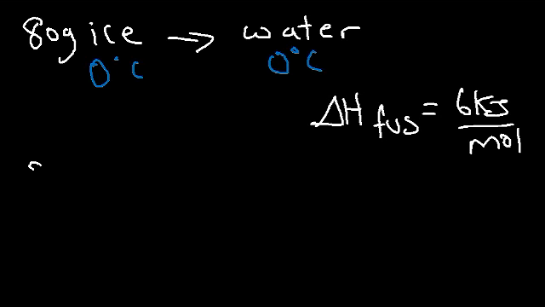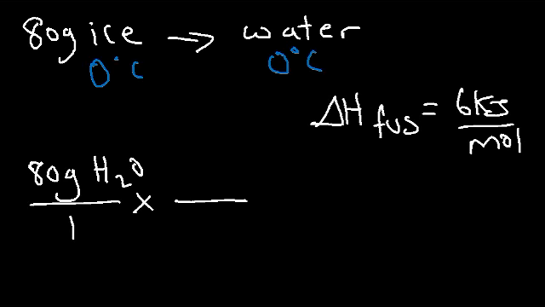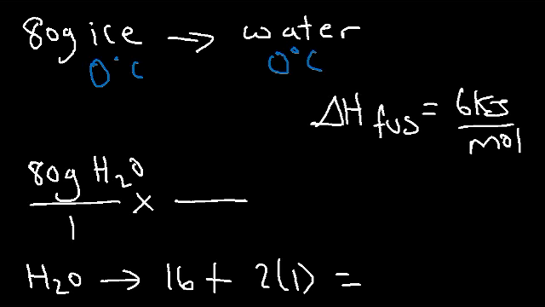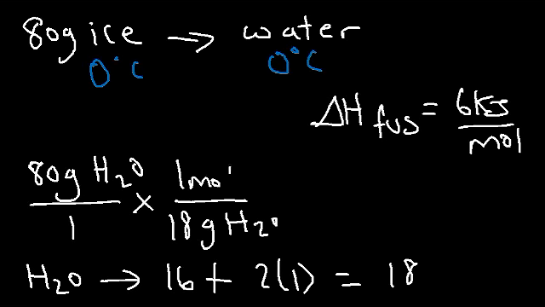So let's start with 80 grams of ice, which has the formula H2O. And let's convert that into moles. So the molar mass of water is 16 for the atomic mass for oxygen plus 2 for the 2 hydrogen atoms, which is 18. So there's 18 grams of water per 1 mole of H2O.